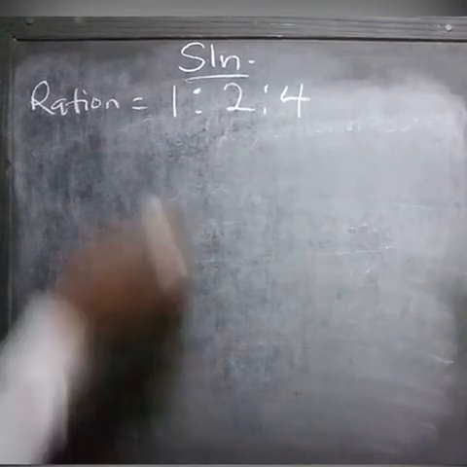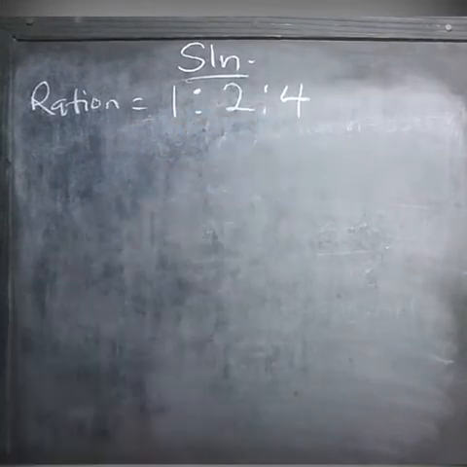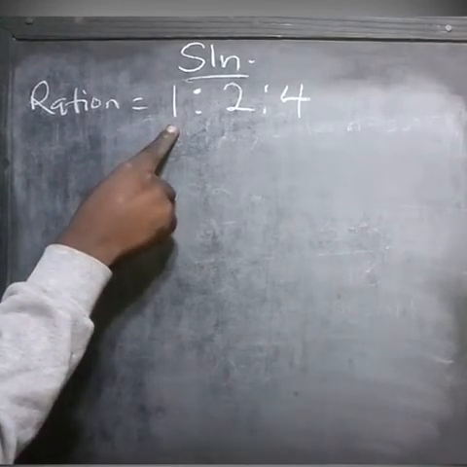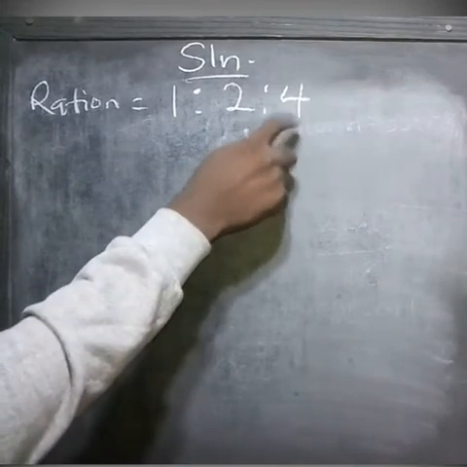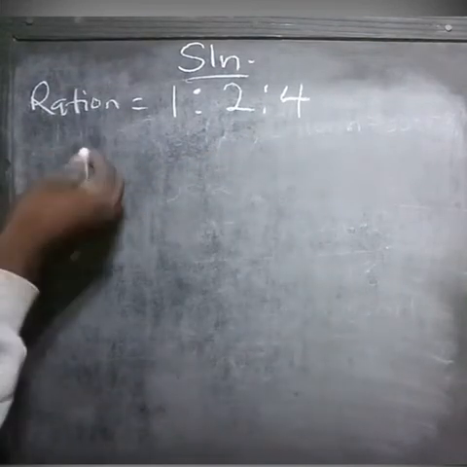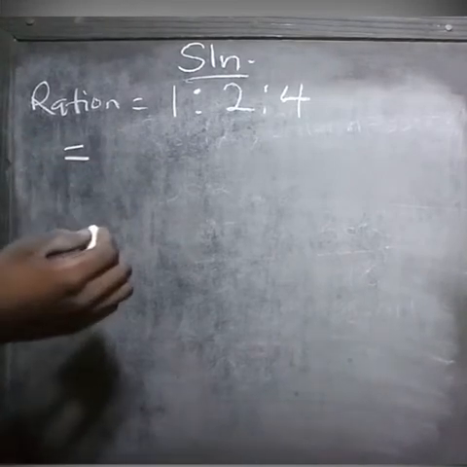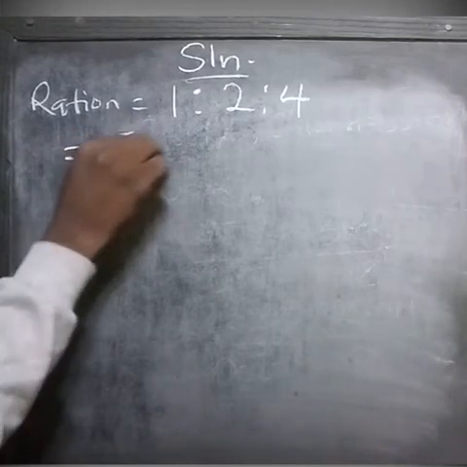So our ratio is 1:2:4. That is the ratio. Mind you, this is the ratio of iron in the composition, this is chlorine, and also this is the ratio of water of crystallization. So definitely you are to say your formula is going to be iron.